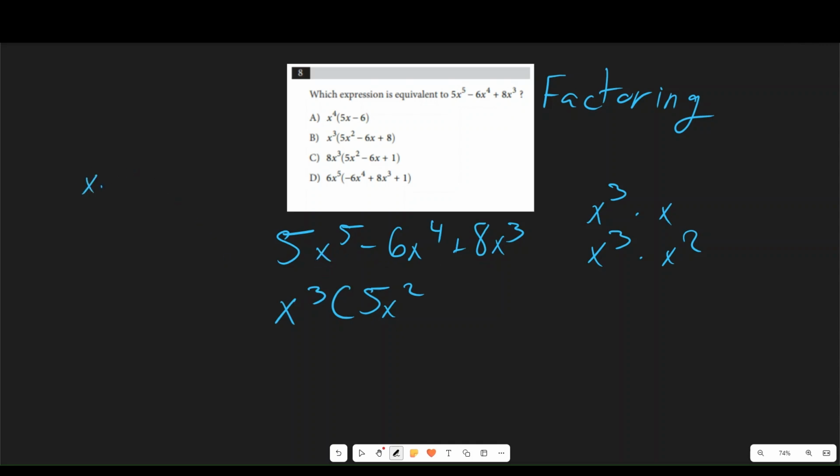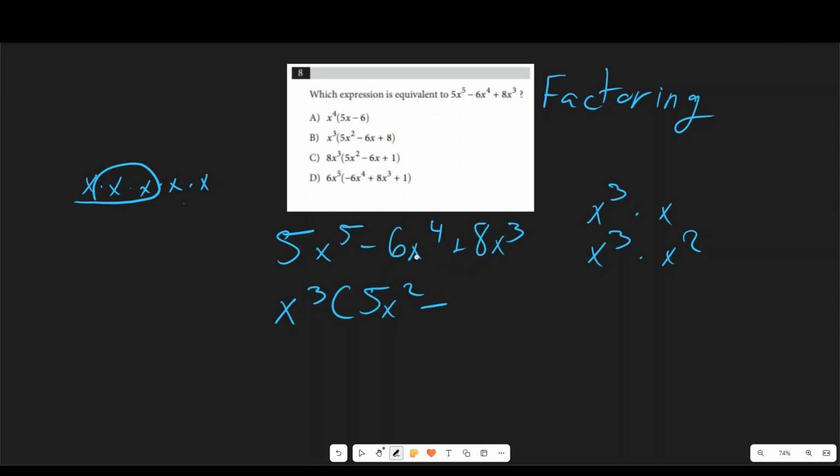You can imagine we have x times x times x times x times x, right? 1, 2, 3, 4, 5, and then we basically factored out three of them, right? So then we just get left with an x squared. Or alternatively, you can basically just say, okay, since we're factoring out an x cubed, we just do 5 minus 3 in the exponent, we get 5x squared, right?